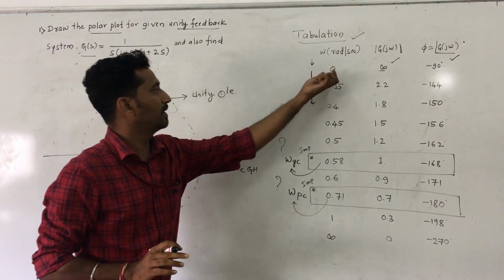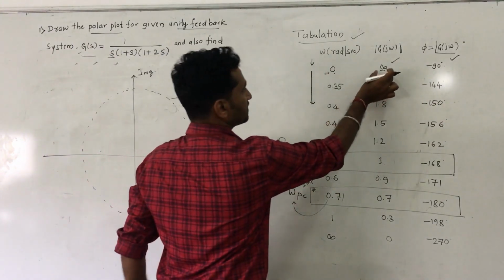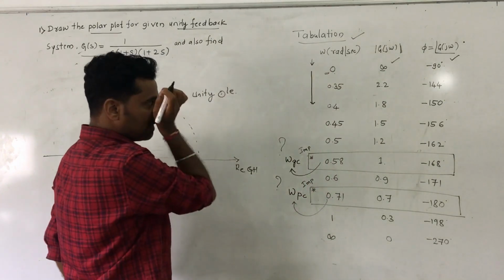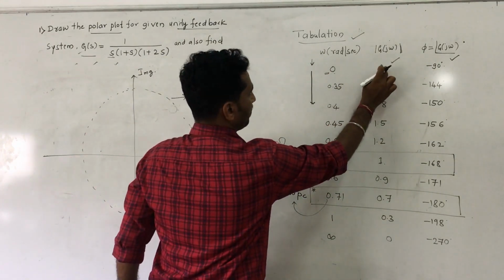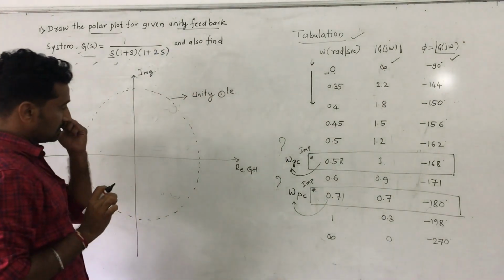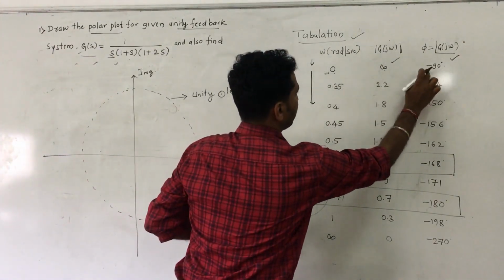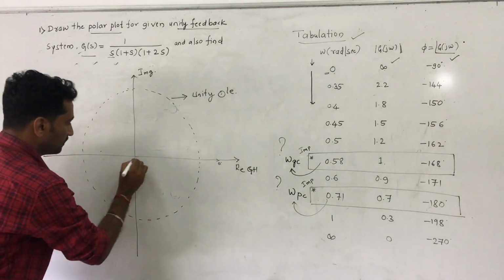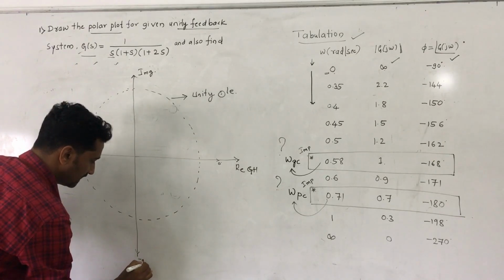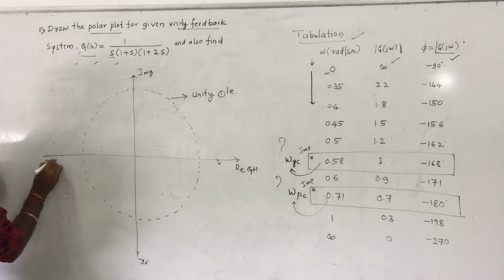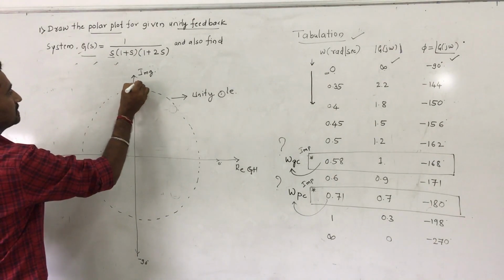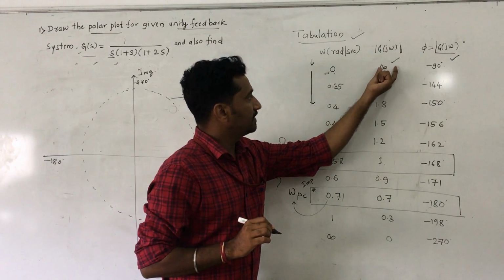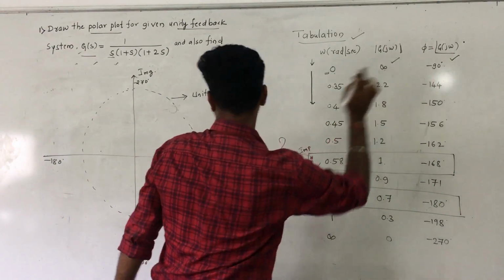In this unity circle, I need to plot these values, means I need to consider omega equal to 0. I need to plot the magnitude as well as phase. What is the magnitude for omega equal to 0? Infinity, and the corresponding angle is minus 90 degrees. This is the 0 degree line. If I consider this, this will be the minus 90 degree line. This is the minus 180 degree line. This is the minus 270 degree line, right? We have a magnitude of infinity and phase of minus 90 degrees.